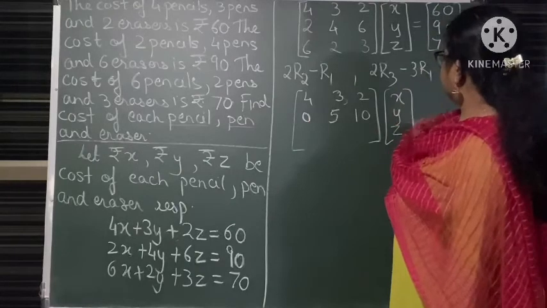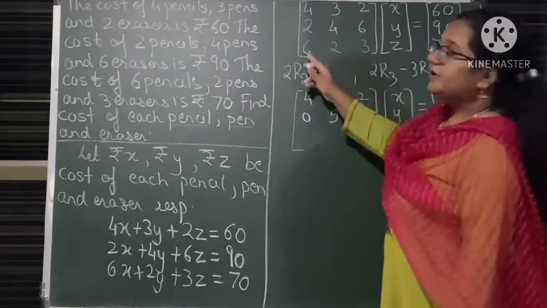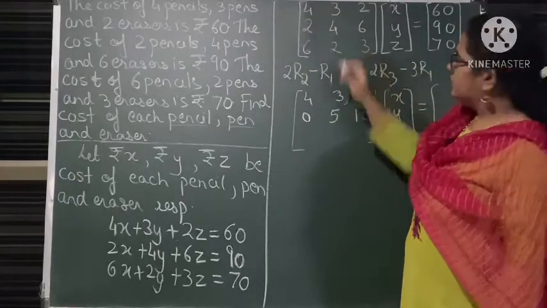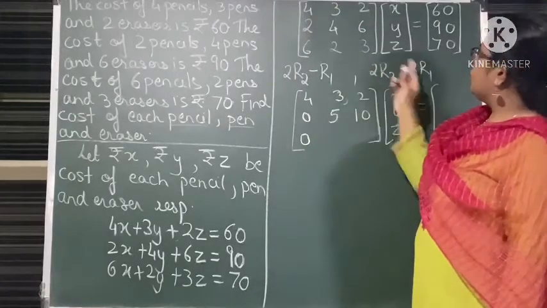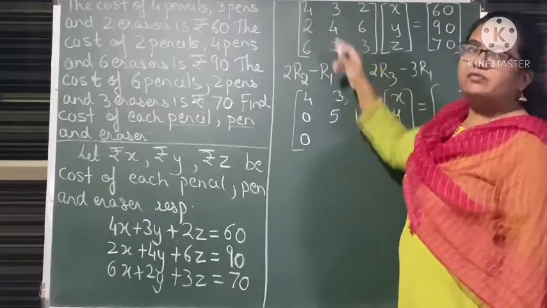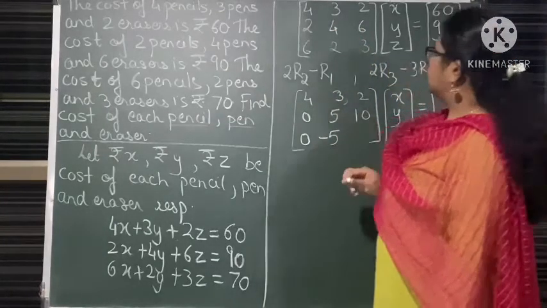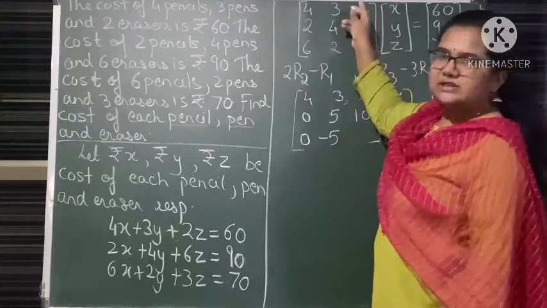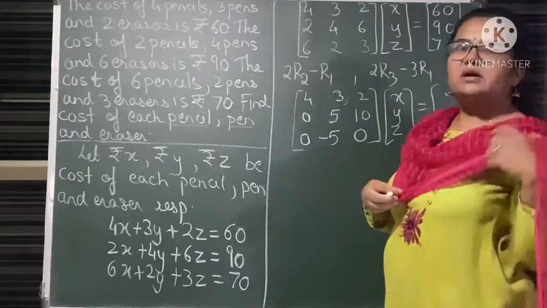No operation on this variable matrix. 2 3s are 2 into R3. So 6 2s are 12 and 3 4s are 12. 12 minus 12 is 0. Then 2 into 2 is 4. 3 3s are 9. 4 minus 9 is minus 5. Okay. The last, 3 2s are 6 and 3 again 2s are 6. 6 minus 6 is 0. So this element has also become 0.